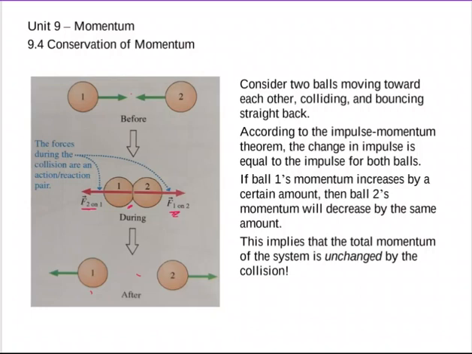And also remember that in the during phase, the forces while the impact is happening are much, much greater than the outside forces that would be influencing this. So we can ignore those. That would be like drag or gravity, like we talked about before. Okay, so the final implication here is that the total momentum of the system is unchanged. And that is conservation of momentum. And that's what this section is about.